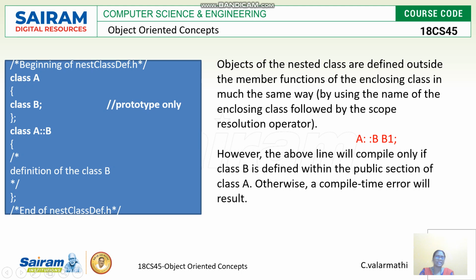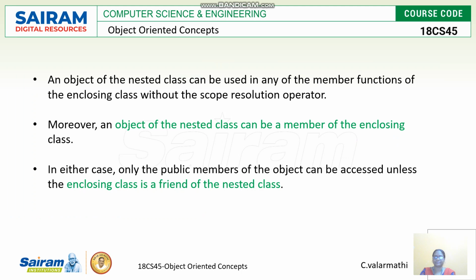That means A is a superclass, that is the enclosing class, whereas B is the nested class. Likewise, it is used. When I want to create an object for B, I can define it using this syntax: A scope resolution operator B, B1. Here B1 is the object of class B, where class B is nested inside class A. Right? Likewise, the complete path of that definition has to be written to avoid name collisions and errors of ambiguity.